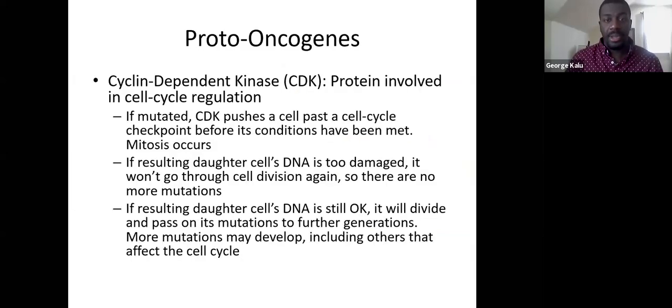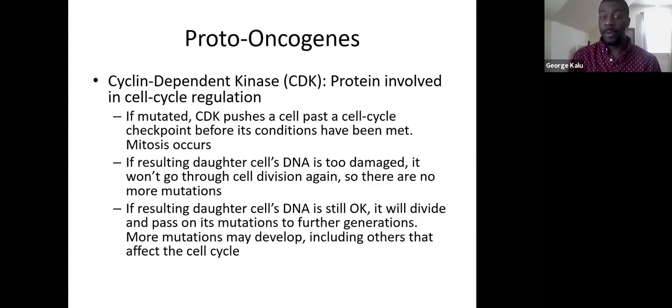So an example of a proto-oncogene is called cyclin-dependent kinase, or CDK. There's a CDK gene in the DNA, and that's going to code for a CDK protein. That protein, cyclin-dependent kinase, is going to be involved with regulating your cell cycle. So this is the type of proto-oncogene.